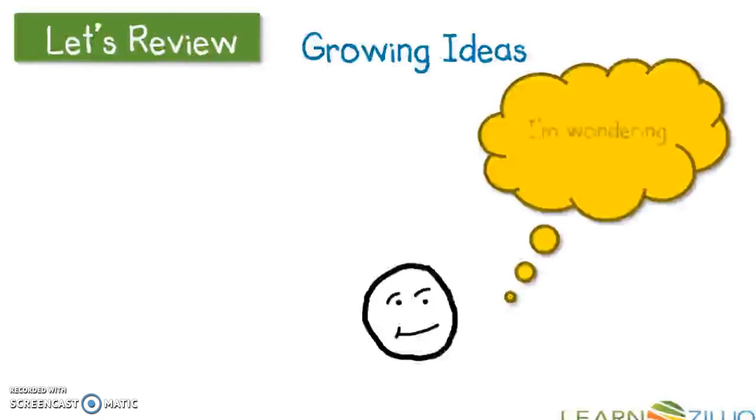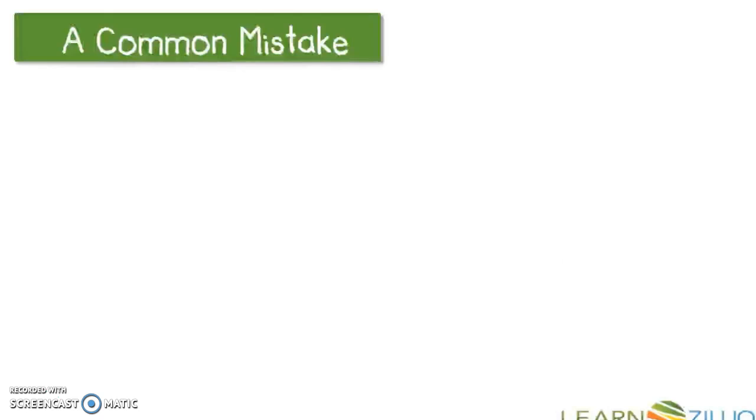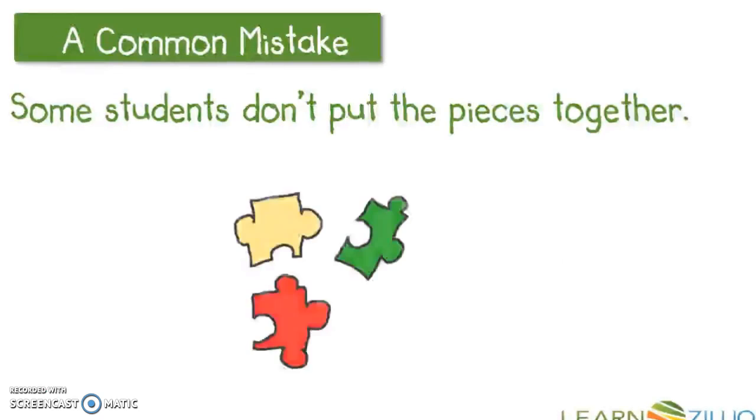We know that we can think, I'm wondering, or this makes me think, and that helps us grow our own ideas about a text. Now let's talk about a common mistake. Some students don't put the pieces together. They read one section and they leave it there. They read another section and they leave it there. They grow an idea in the beginning, they grow an idea in the end, and they don't put all of those sections and ideas together to get at the big idea of the whole text.